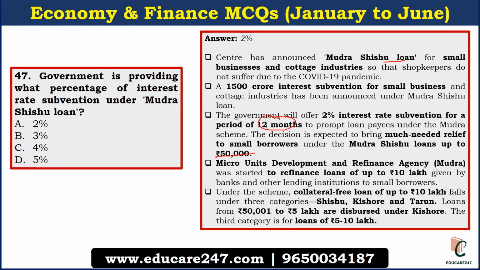Micro Units Development and Refinance Agency, Mudra, was started to refinance loans up to 10 lakh, and it has three categories: Sisu, Kishore and Tarun. Sisu is for 0 to 50,000, Kishore is for 50,000 to 5 lakh, and 5 lakh to 10 lakh is Tarun. So this is a very important scheme. You must be aware of the Mudra scheme. Now the government is giving an interest subvention of 2% under the Mudra Sisu loan. So that is a very important point. Keep this in mind. It can be asked in the examination.